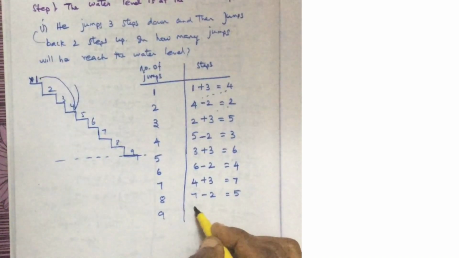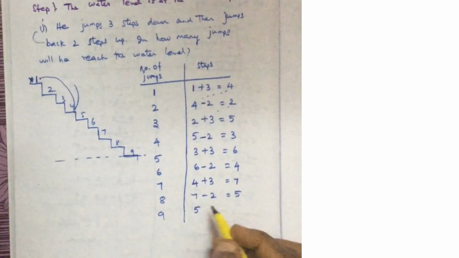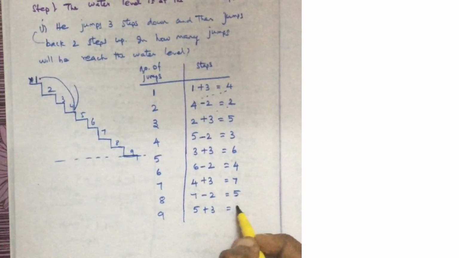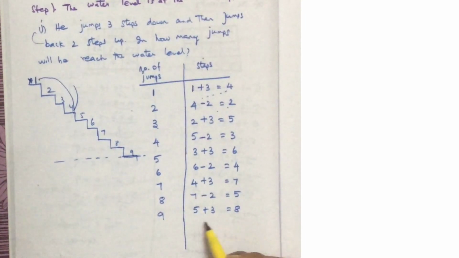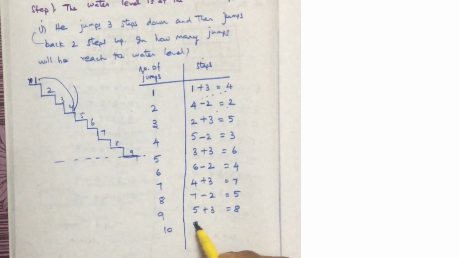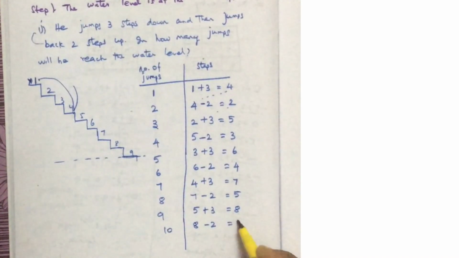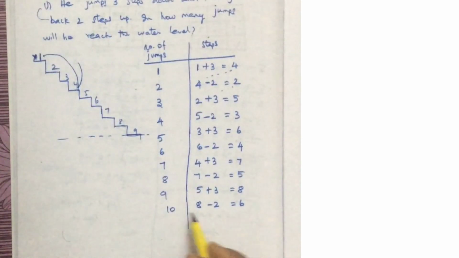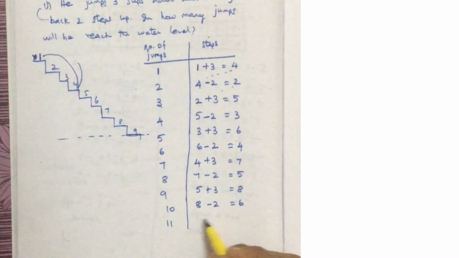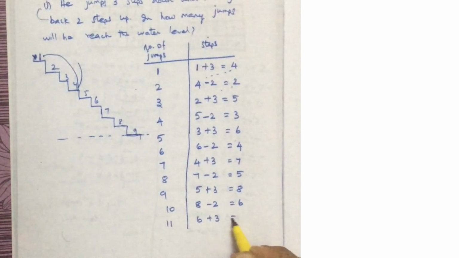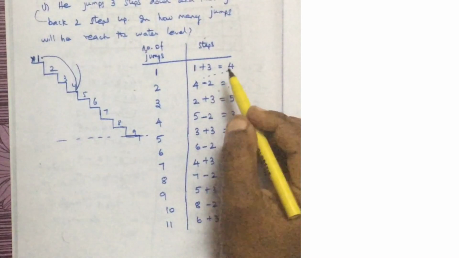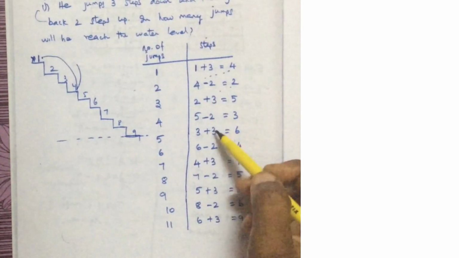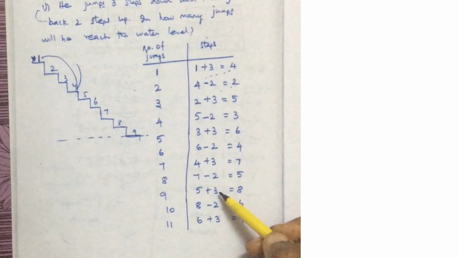The 9th jump, 5 plus 3, 8. Now the 10th, from the 8th step it is minus 2, that is 6. And the 11th jump, this 6 plus 3 equal to 9. So at the 11th jump, the monkey is reaching the 9th step. You can see here plus 3 minus 2, repeated, and finally plus 3.